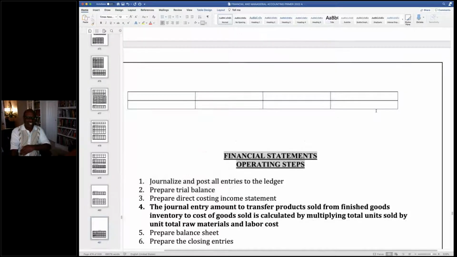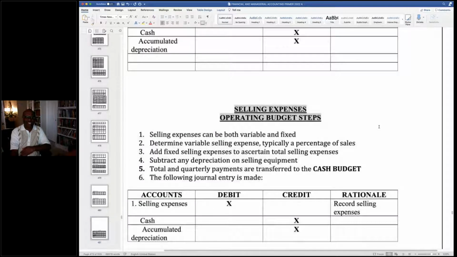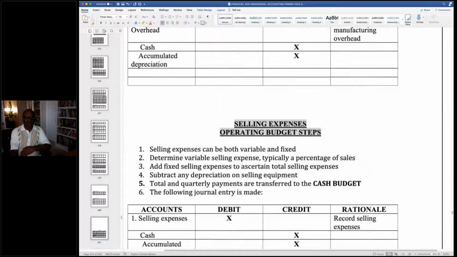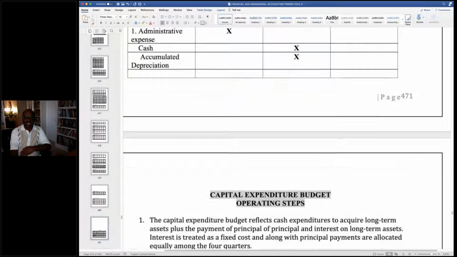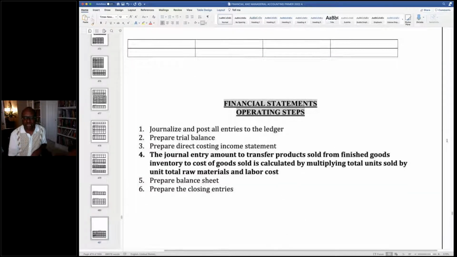Professor Boyd, can you scroll back down so I can see the collections and cash available for the cash budget? Well, all we've done is put the collections on the cash budget. We didn't do cash available. No, we can't. You can only do the first quarter. Okay.